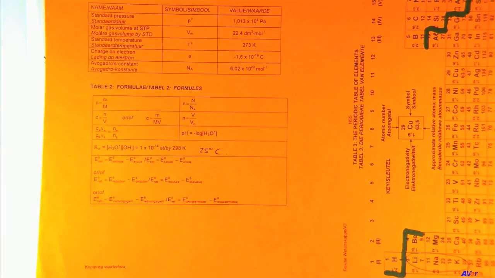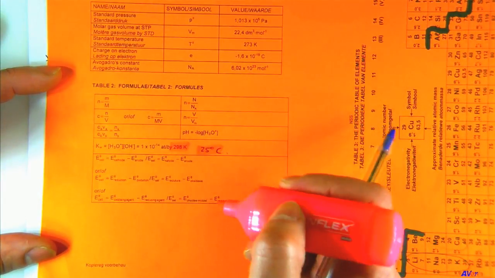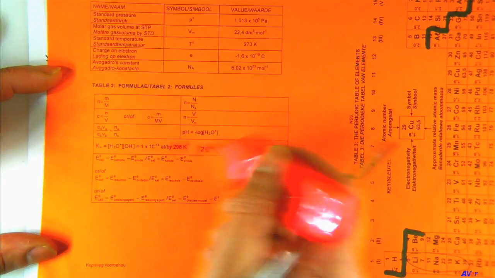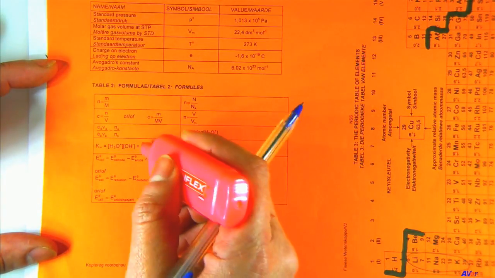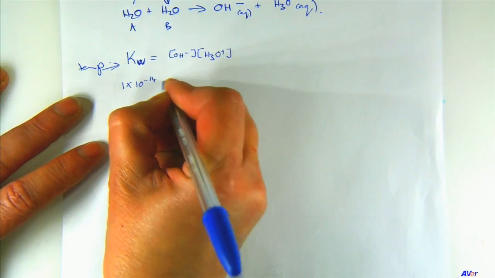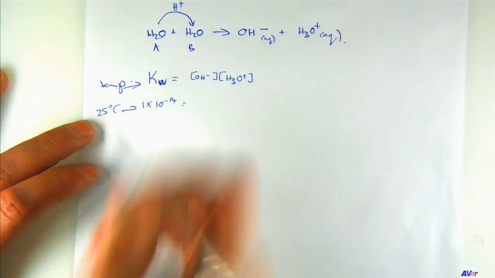It tells you that if you are at 298 Kelvin, which is the same as 25 degrees Celsius, because you subtract 273, do you remember? Right. So if you are at 25 degrees, then the Kw value is 1 times 10 to the minus 14. But that is only true when you're working at 25 degrees Celsius.